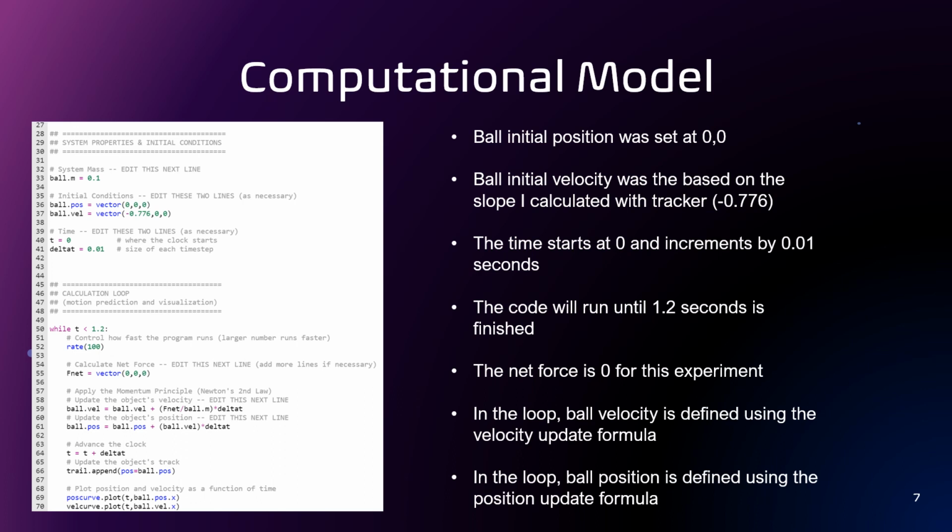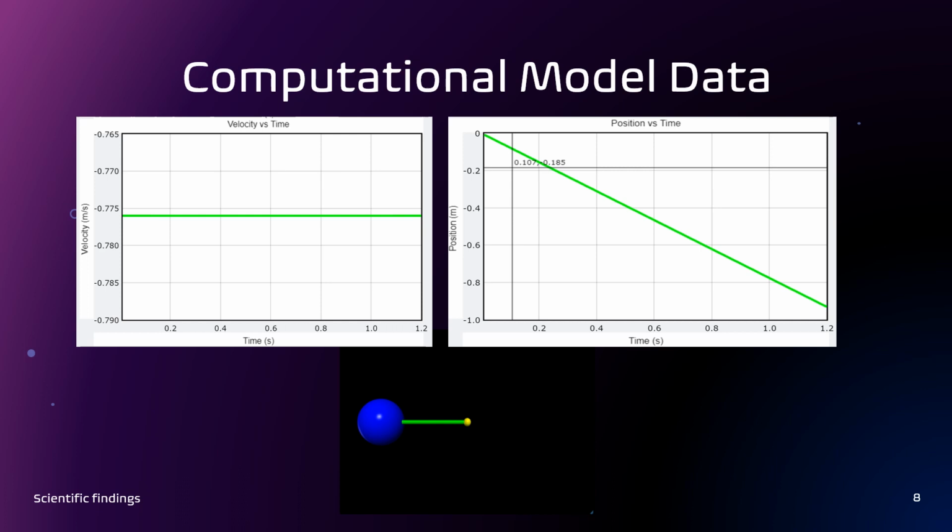The velocity is defined using the velocity update formula, and the ball.pos is defined using the position update formula. Fnet in this case is 0 because the object is moving at constant velocity. This means that in the velocity update formula, the velocity will stay the same throughout the whole experiment. The graphs from the computational model show a constant velocity and a steadily decreasing position.